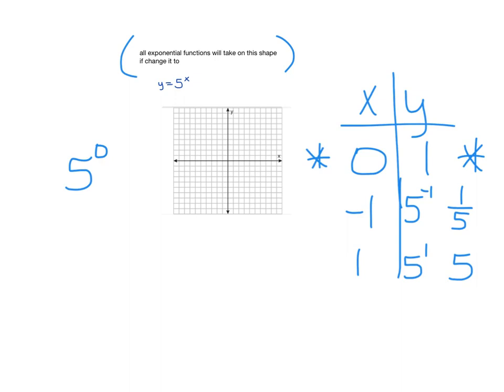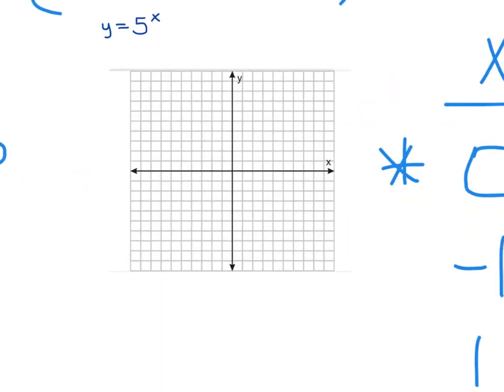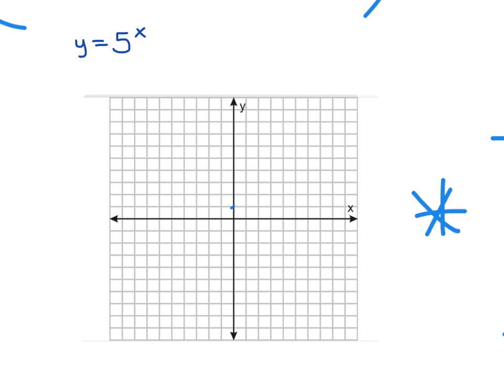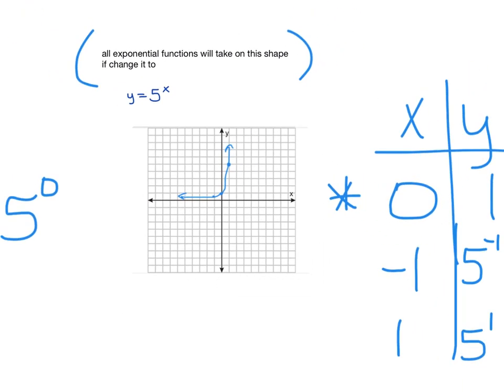it's still going to take on the same shape as when I did the first one. The only difference is when it's over here at x equals 1, it's just going up a little bit faster. And then over here, it's going down a little bit faster. But again, it's approaching that x-axis because it's an asymptote. So that would be the graph when 5 is raised to the x power.